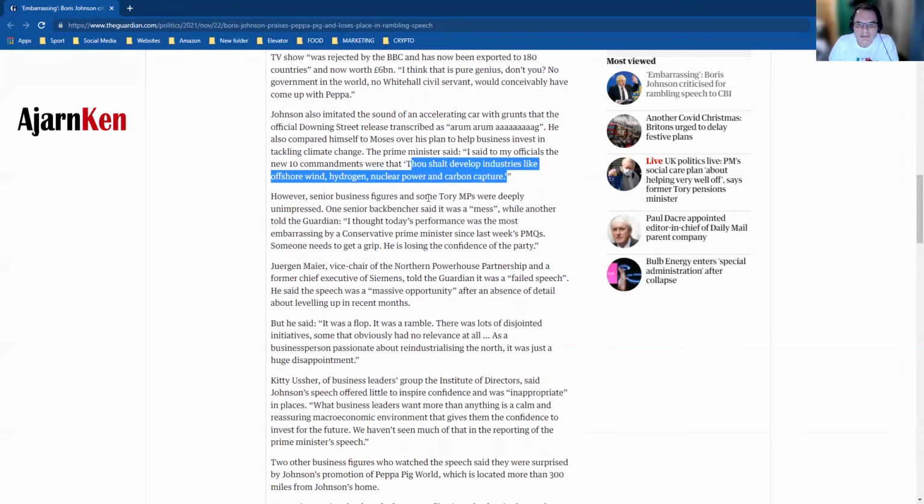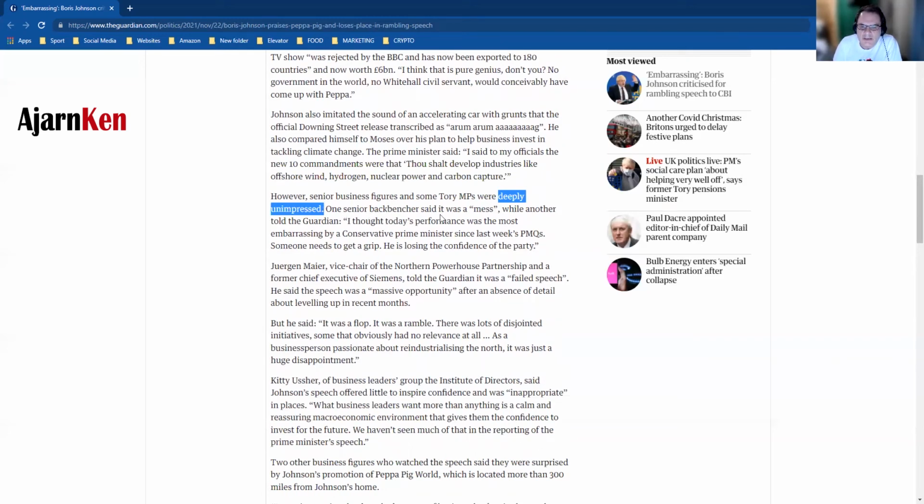However, senior business figures and some Tory MPs were deeply unimpressed. Great use of vocabulary there, deeply unimpressed. Instead of saying very unimpressed, they've really emphasized this, and they've said deeply unimpressed. They were not impressed at all.